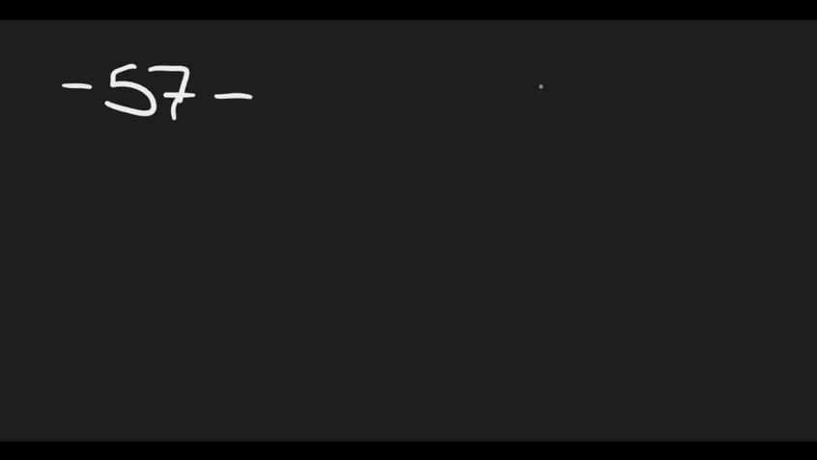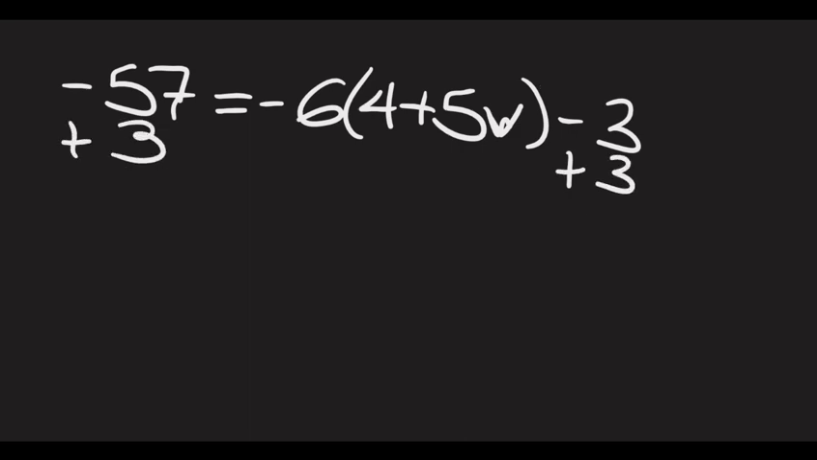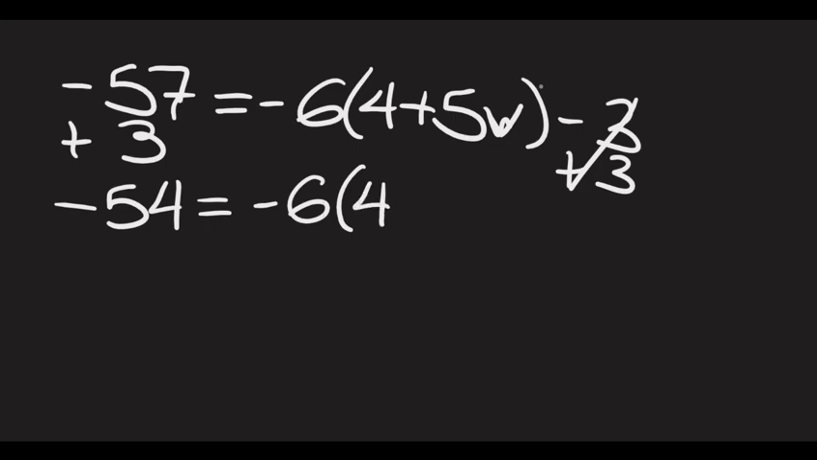Next, we have negative 57 equals negative 6 times (4 plus 5v) minus 3. First, we're going to add 3 to both sides. This will give us negative 54 equals negative 6 times (4 plus 5v).